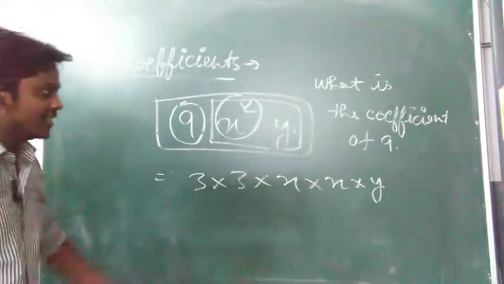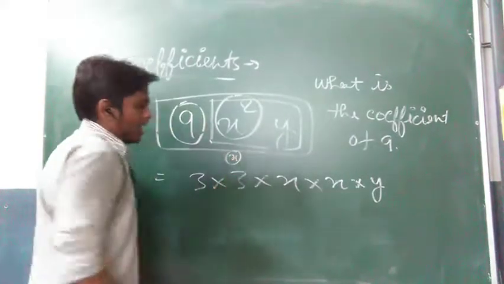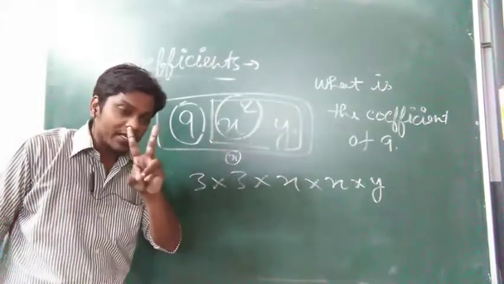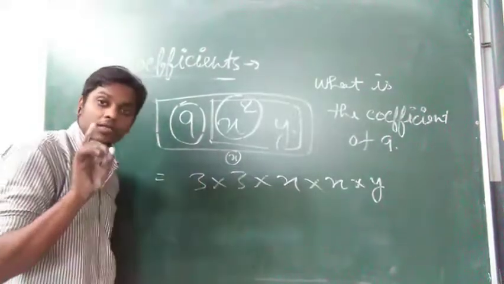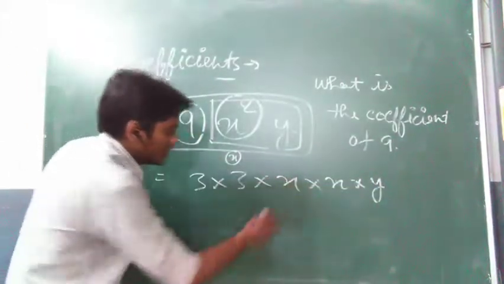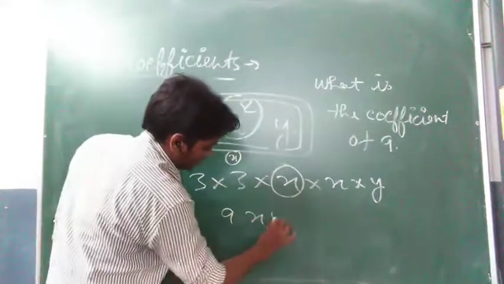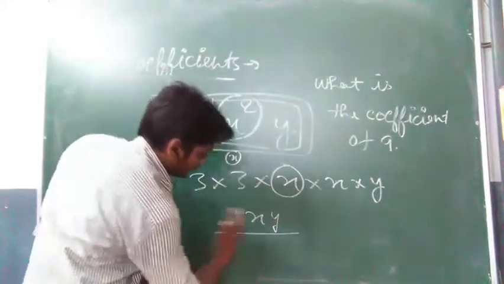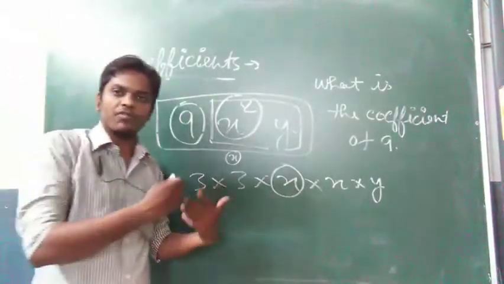Now, if it is asking what is the coefficient of x only? As we see, in the factors of x square we have 2 x's. So if it is asking about x, only x, not x square, remember it, only x, we can take the help of this factor. Circle this x. The rest part is the coefficient: 3, 3, 9, x, y. So 9xy is the coefficient of x, only x. So we have attempted all the possible questions from this one.